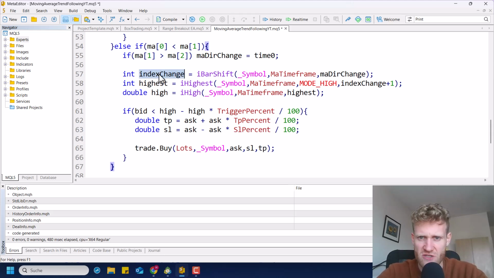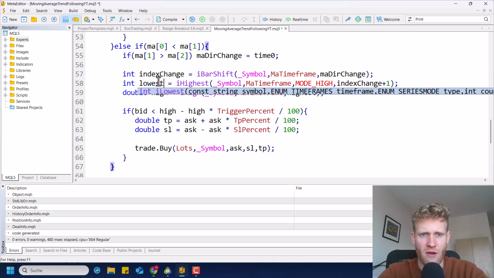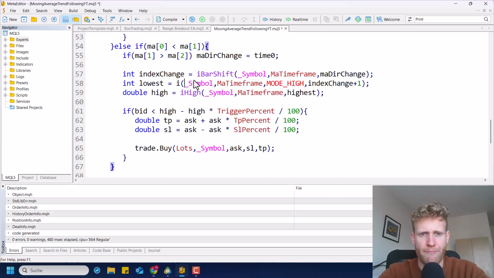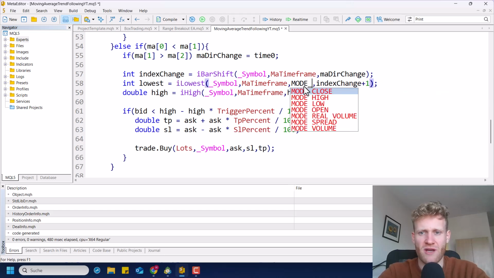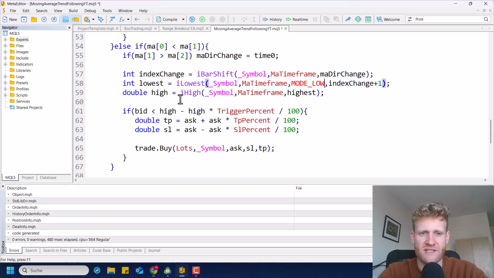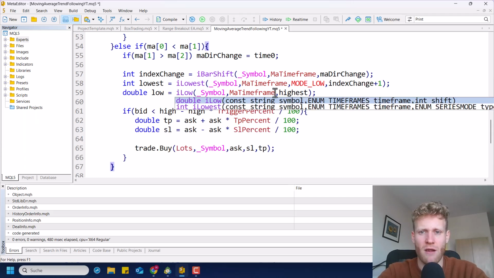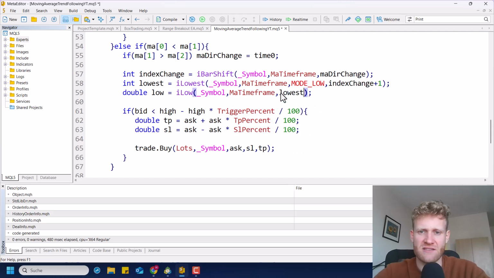So the index change is still pretty much the same, but this will change. We now want to get the lowest bar using the iLowest function. Of course, instead of mode high, we want to use mode low. The rest can stay the same. Here, we want to get the low price using the iLow function, and the index is now lowest instead of highest, of course.